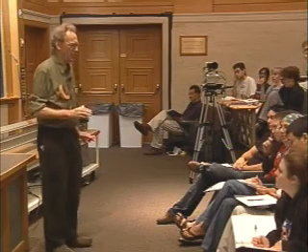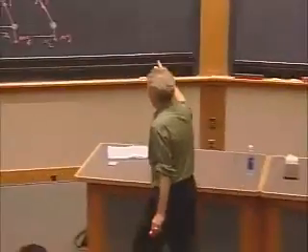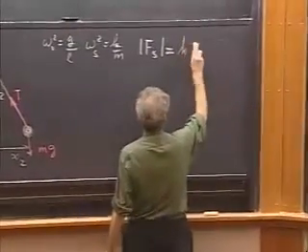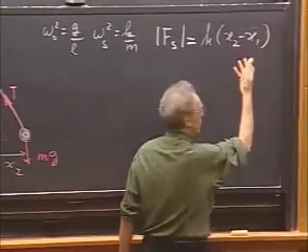I was asking you a question. You can't answer it with a question. So it's going to be x2 minus x1? Very good. The magnitude of that force is k times x2 minus x1. Non-negotiable, right?